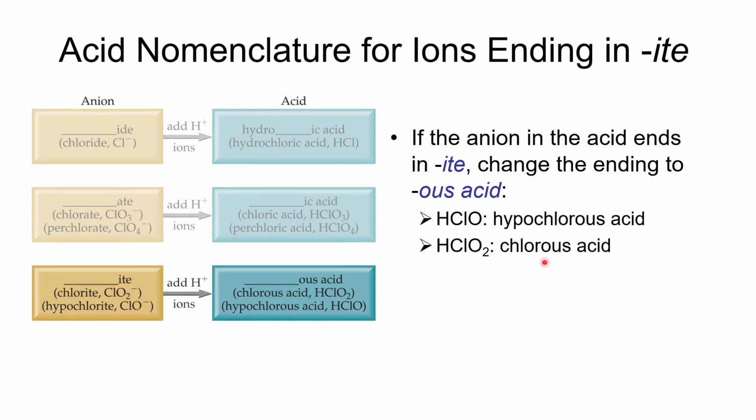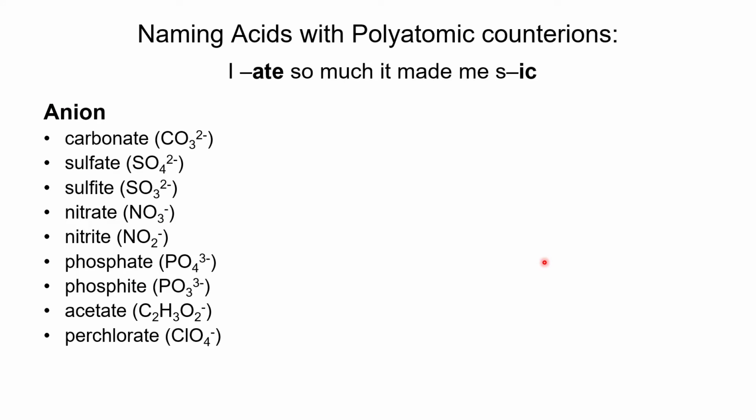All right, to practice this, I'm going to go all the way back to when I was in high school. My high school chemistry teacher gave us the mnemonic, "I ate so much it made me sick." And of course, sick is misspelled, but it means that anyway. So ate and "ic." There's not one for the ite. I ate so much it made me sus. No, that doesn't make any sense. But I ate so much it made me sick.